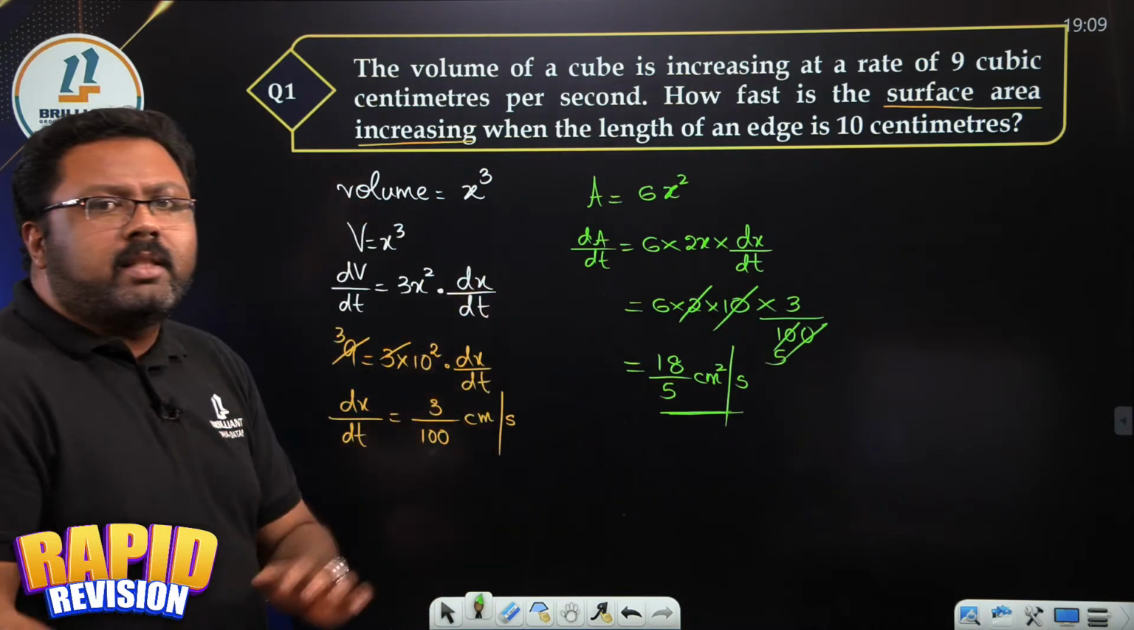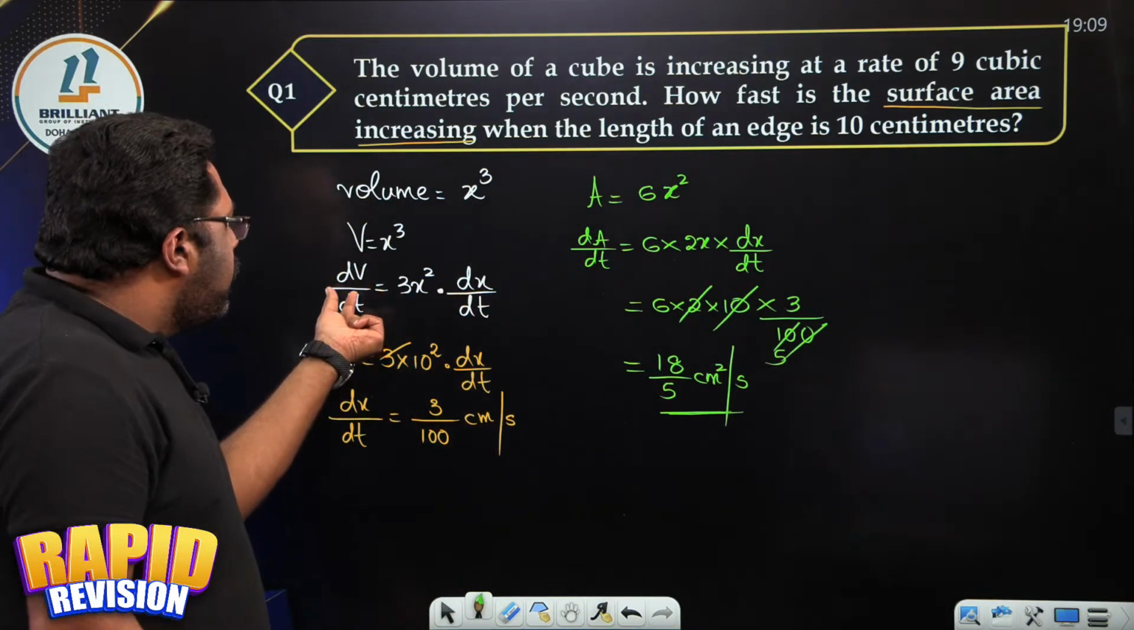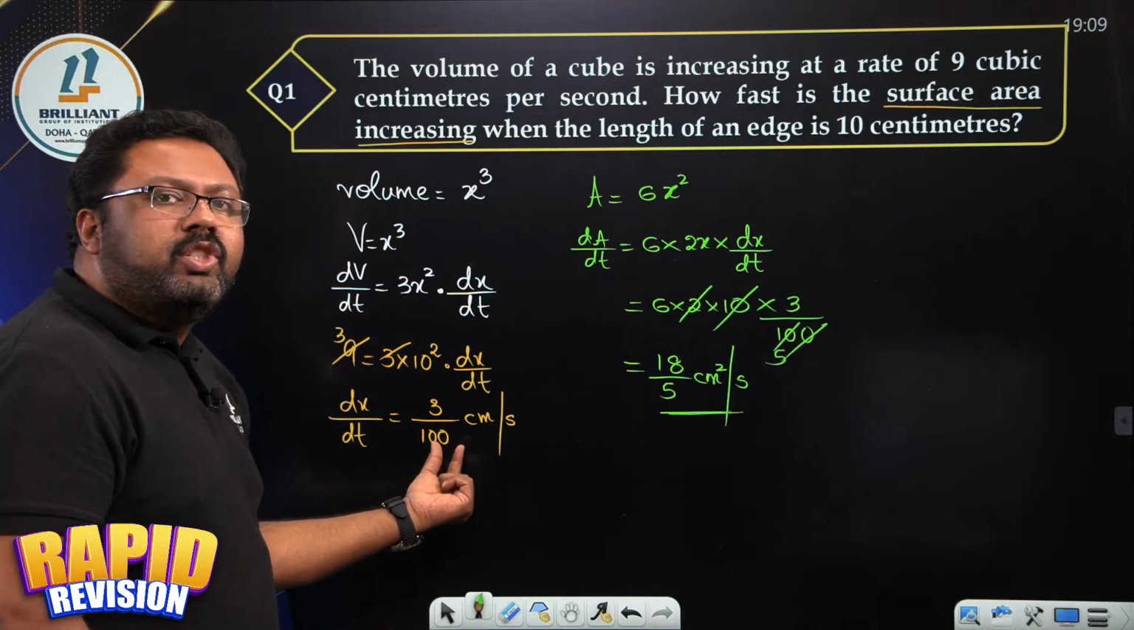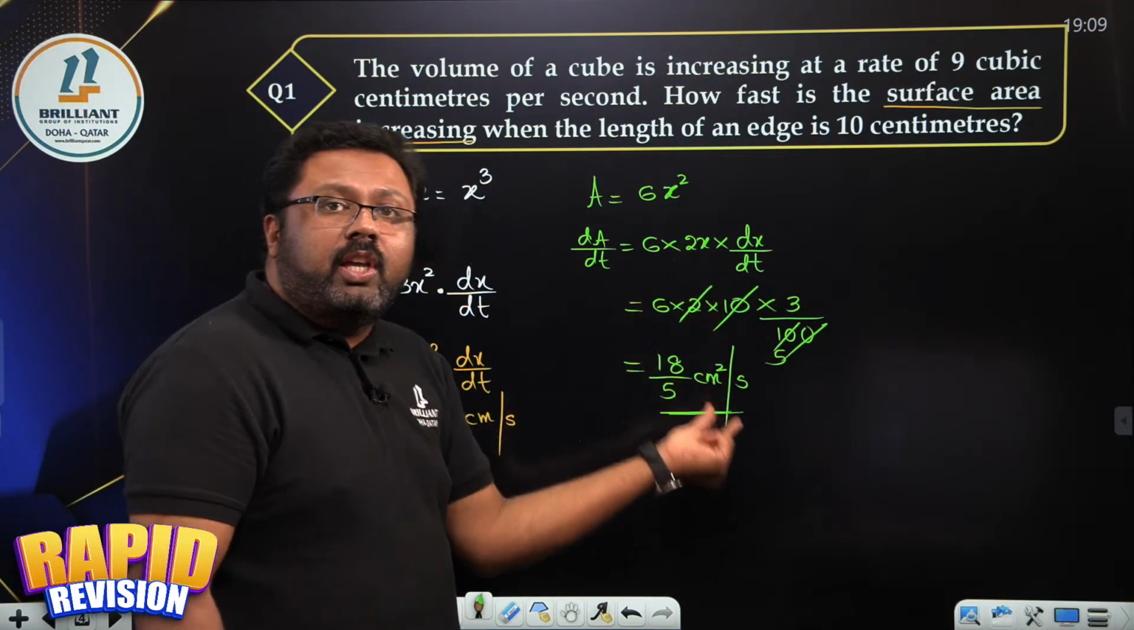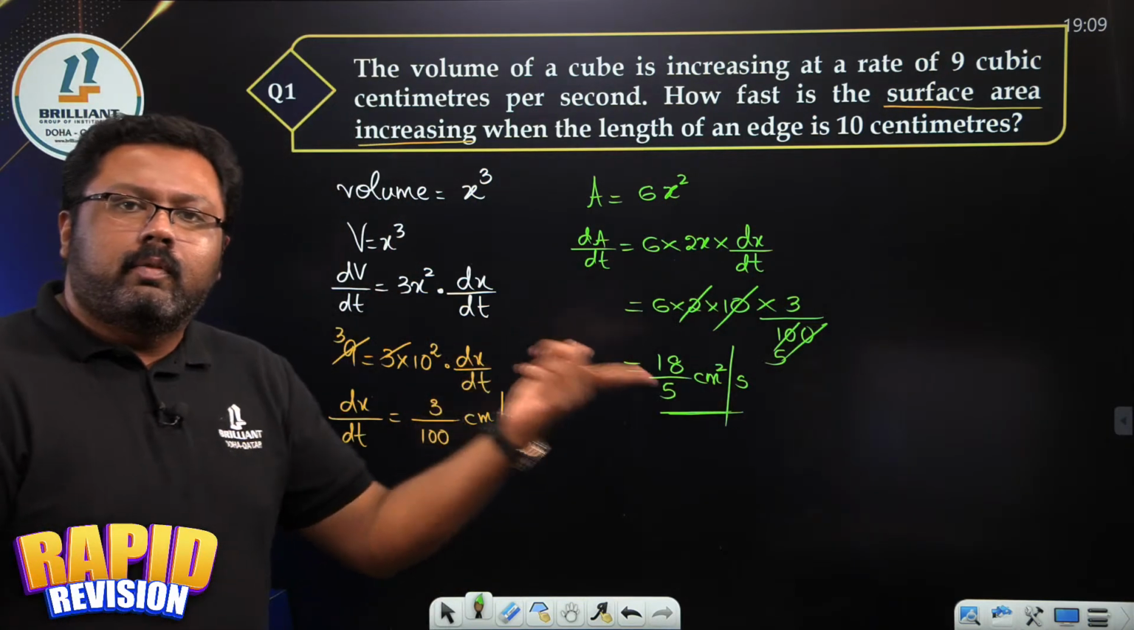So, question very clear. I have given the change in the volume. I measure the change in the edge of the cube. Using that change, I measure the change in the surface area of the cube. Very simple question.